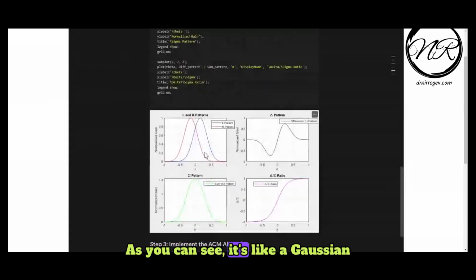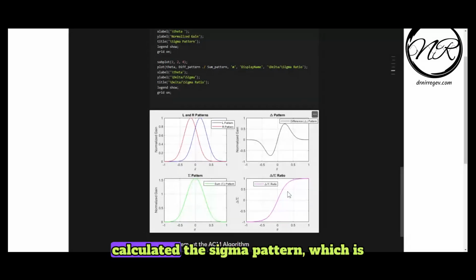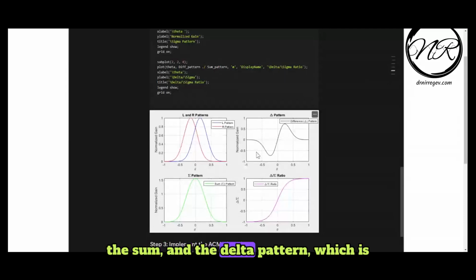As you can see, it's like a Gaussian beam. The left one is shifted to the left out of the boresight. The right one is shifted to the right by 0.15 exactly. And now we can see here that I also calculated the sigma pattern, which is the sum, and the delta pattern, which is the difference between left and right.